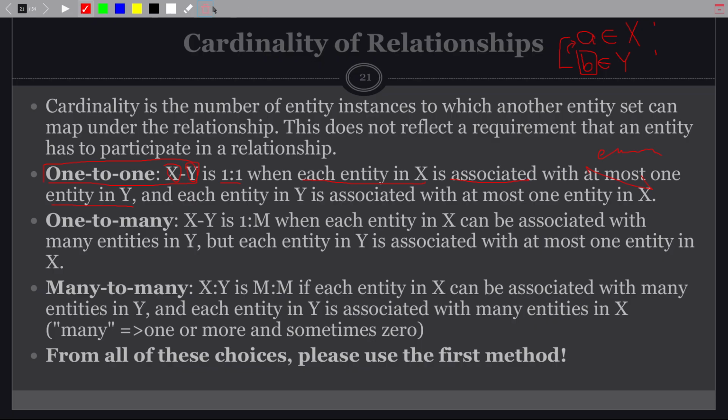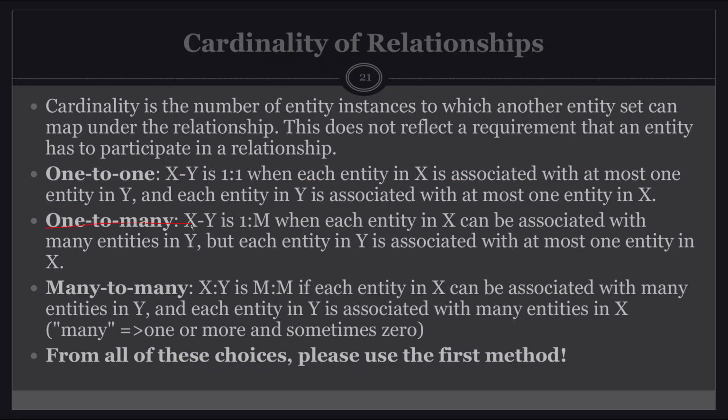Next, we have the one-to-many relation, which says that each entity in an entity set X can be associated with multiple entities in the entity set Y, but each entity in the entity set Y is associated with at most one entity in the entity set X.